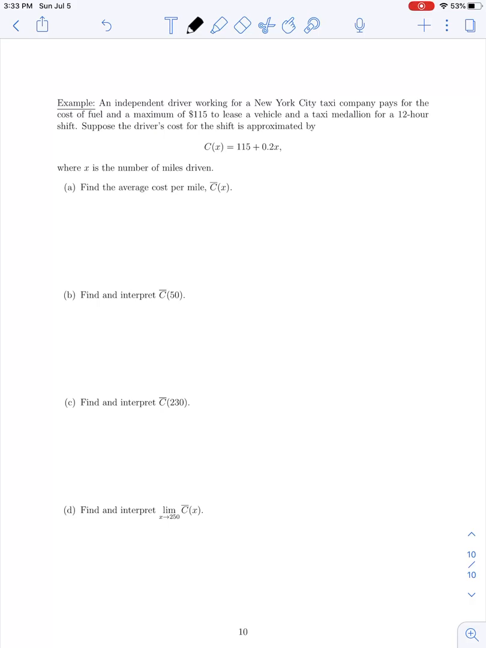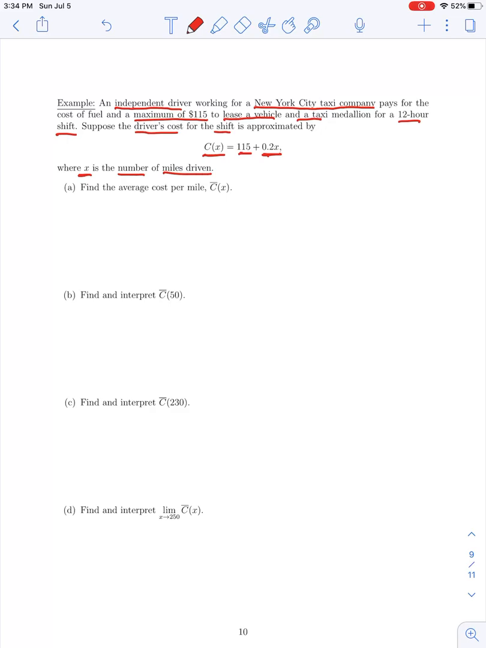So in our last example, we're considering an application of these limits. Here we're told that there is an independent driver working for a New York City taxi company that pays for the cost of fuel and a maximum of $115 to lease a vehicle and a taxi medallion for a 12-hour shift. So the driver's cost for working that shift is approximated by the following cost function, c of x, which is 115 as the fixed cost for the lease, and then a variable cost of 0.2, so 20 cents for the cost of this medallion, where x is the number of miles driven.